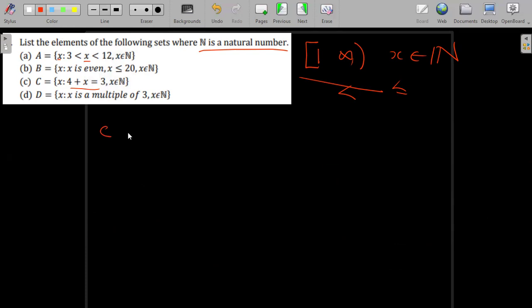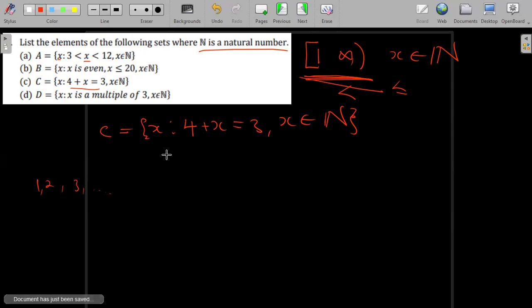So C is given by this set here. It says C is a set of x such that, and it's been given by a linear equation, that is 4 plus x equal to 3. And they're telling us that x is a member of the natural numbers. Natural numbers, we've said in this interval, that's from 1 to infinity. So if you start counting 1, 2, 3, all the way up to infinity, those are natural numbers.